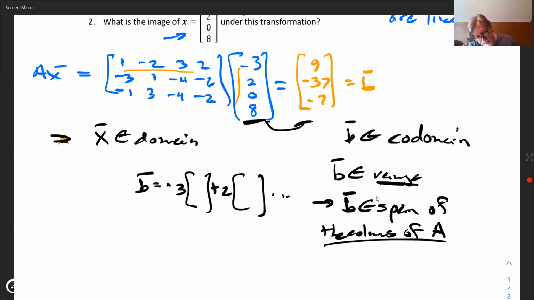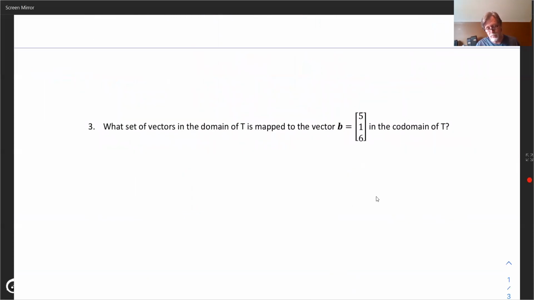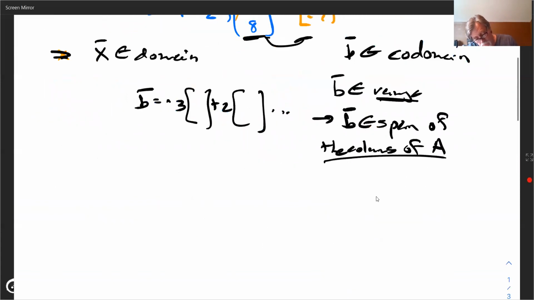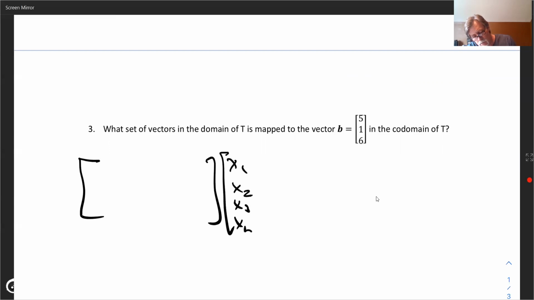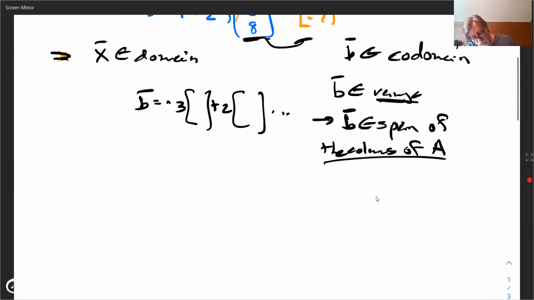Let me get to this guy now. All right, so what set of vectors in domain T is mapped to this vector, B? If they do indeed map, let's find out. They may not. Okay, so A is again 1, -2, 3, 2. And in this case, what we're trying to do is reach over to B, which is 5, 1, 6. So what we've got here is 1, -2, 3, 2.